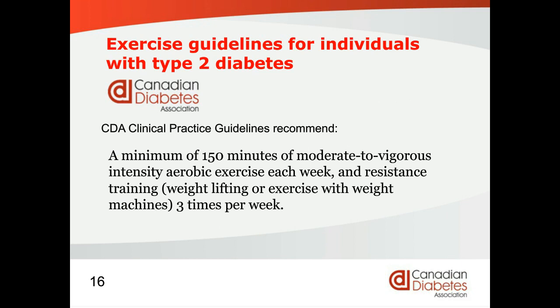So the CDA guidelines for exercise, and these are in line with what the guidelines are for people who don't have diabetes. They're essentially the same. And the guidelines say we should do a minimum of 150 minutes of moderate to vigorous intensity aerobic exercise each week and resistance training 3 times per week. Now that's a heck of a lot of exercise if you think of this and you're someone who's not exercising currently, and you look and you say, wow, all of a sudden I've got to do 150 minutes of walking every week, and I need to lift weights 3 times a week.